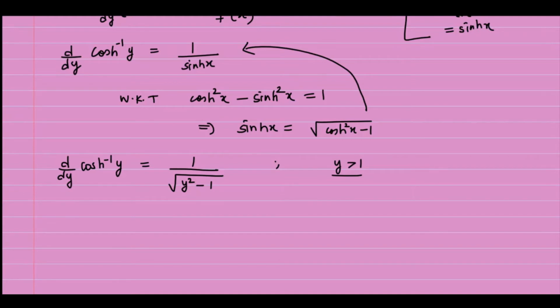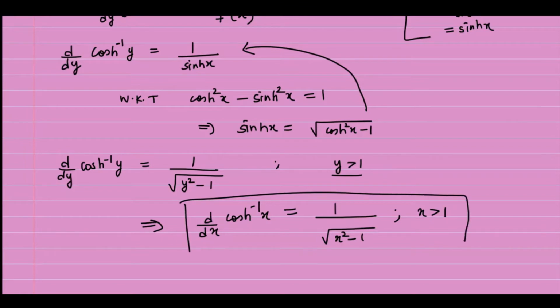So we got the derivative of cosh inverse of y is 1 by square root of y square minus 1. So we have derived the formula. We can replace y by x. So d by dx of cosh inverse of x is 1 by square root of x square minus 1, where x is greater than 1. You have to remember this result: the derivative of cosh inverse of x is 1 by square root of x square minus 1.